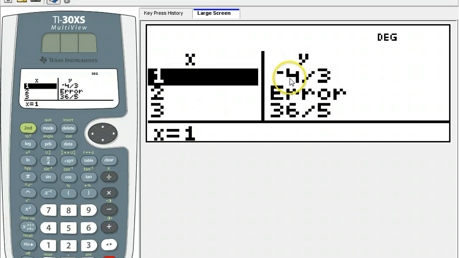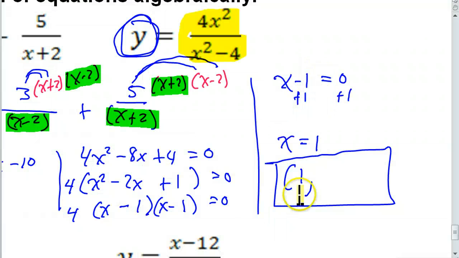And you see at 1 you have a value of negative 4 over 3. So that's the y value. So it's 1 comma negative 4 over 3. Okay? That's the answer. So please don't just leave it as an x value. Give me an x and a y.